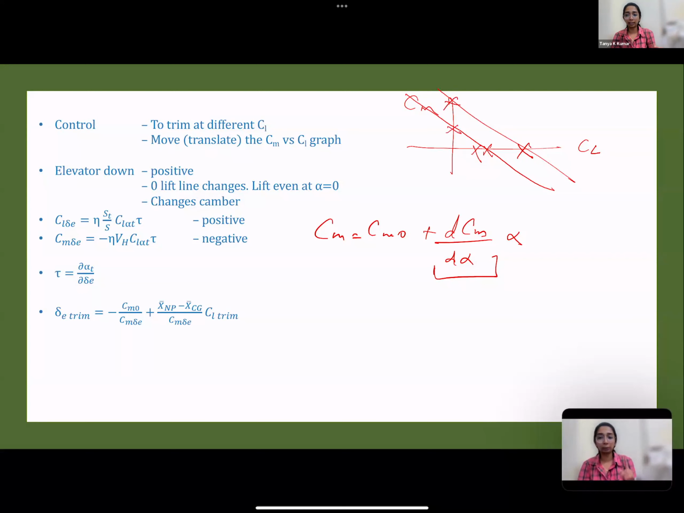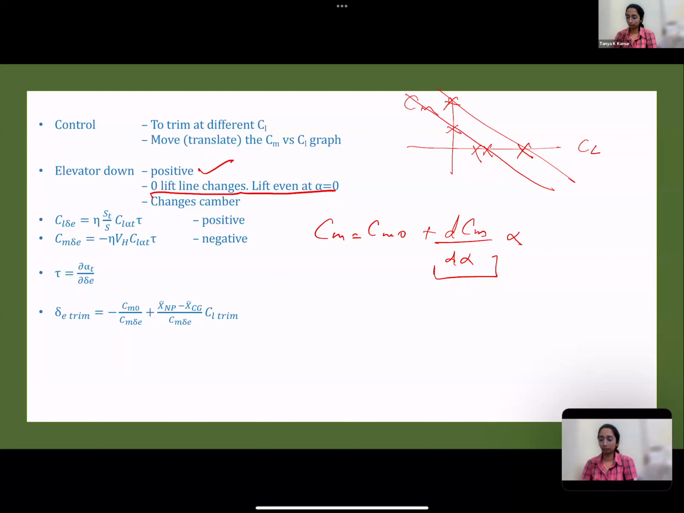Another thing to keep in mind, I think I've discussed this previously: the Cm naught of the Cm versus Cl graph and the Cm naught of the Cm versus alpha graph are different. They are the same only for the symmetric case. Remember this. So elevator down is positive, that is the sign convention. We have just gone over this. The zero lift line changes.